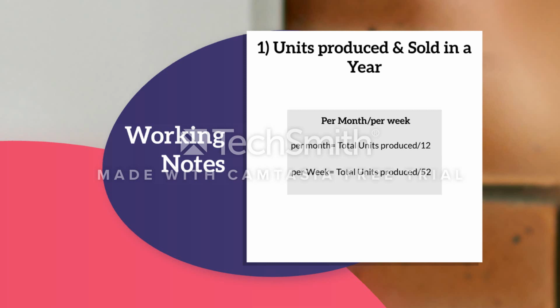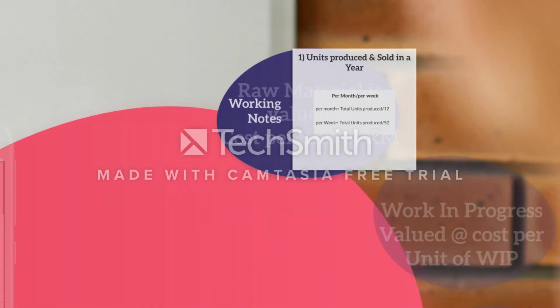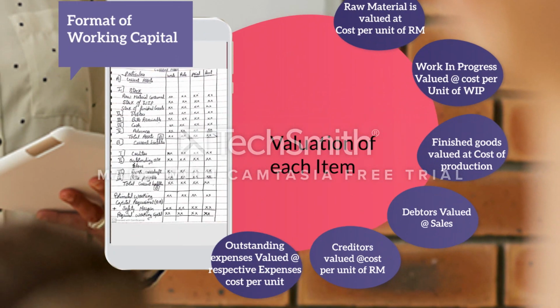एक week में कितने units बनते हैं. If it is in terms of month, you are going to find out how many units are produced per month. How to do that? Total units answer, which would be given for year, divided by 12 if it is month. Total units answer divided by 52 if you want to find it out per week, because in a year there are 52 weeks. In a year, 12 months. So it depends upon your adjustment.